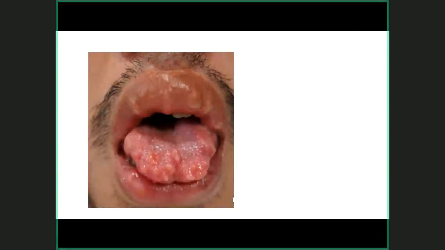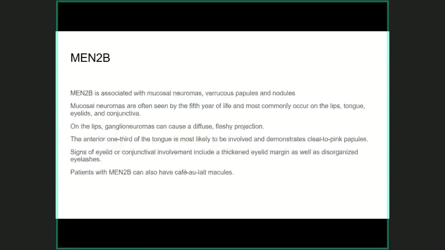What's this? So these are mucosal neuromas. Multiple endocrine neoplasia type 2B is commonly associated with mucosal neuromas, papules, and nodules. These often occur by the 5th year of life and are present in the lips, tongue, eyelids, and conjunctivae. On the lips, they can be diffuse, fleshy projections. They're usually present on the anterior third of the tongue and could be clear to pink papules.